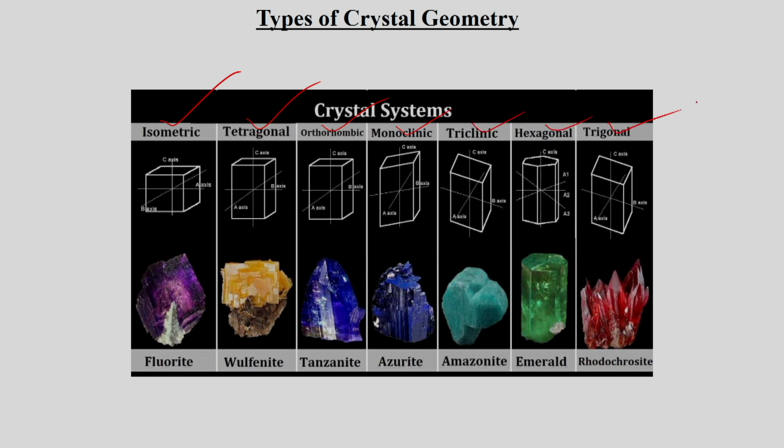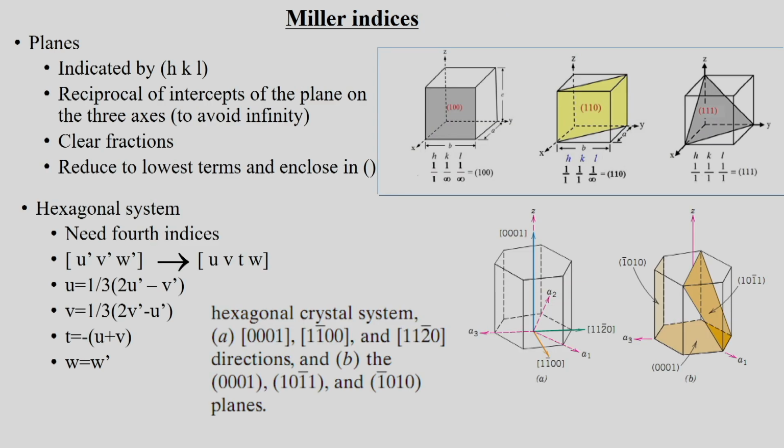Okay, with the different examples. And Miller indices, indicated by hkl in the x, y, z three directions. Using these indices, we are able to designate one particular hexagonal crystal system.